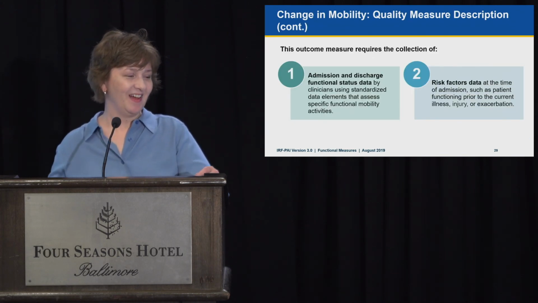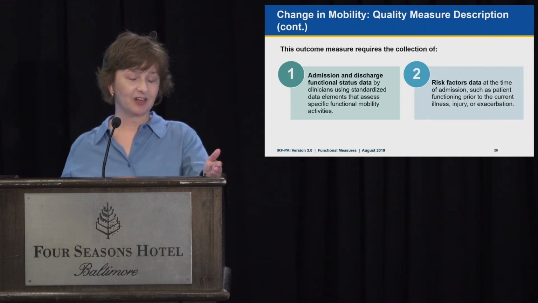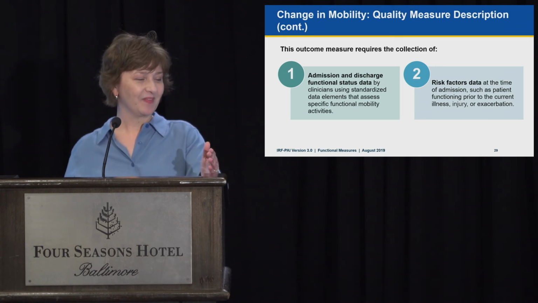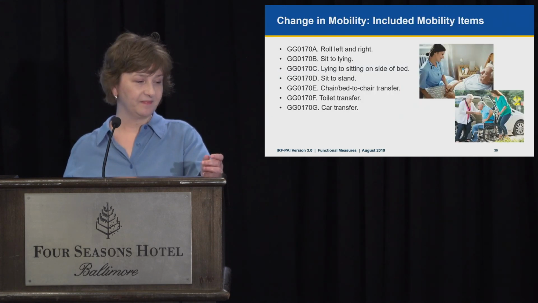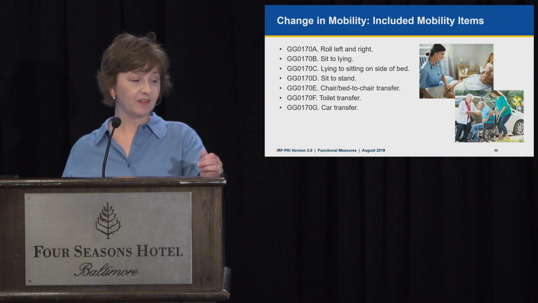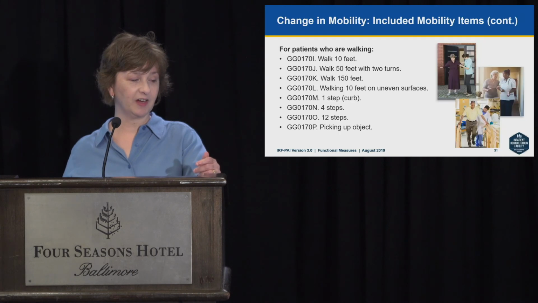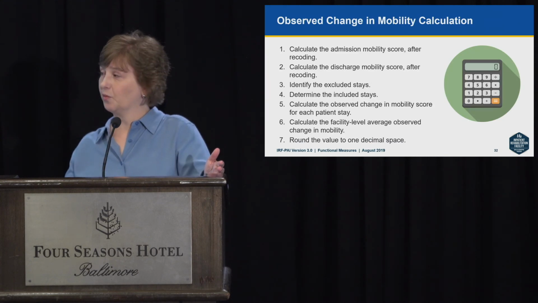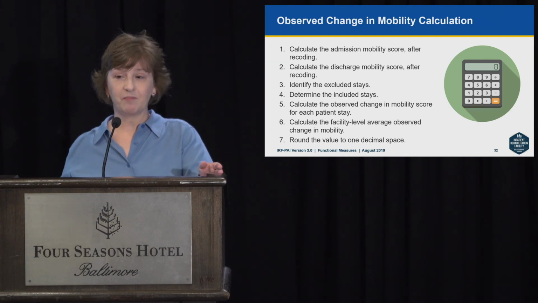Okay. All right, so this outcome measure again includes a collection of the GG data that Manisha covered, or I guess I covered the mobility, admission and discharge, and then also the risk adjuster data. The items included in this particular measure include all the bed mobility activities, the transfer activities, the walking activities, the steps, and pickup object. So similar to what I described for the change in mobility scores, it's the same process.